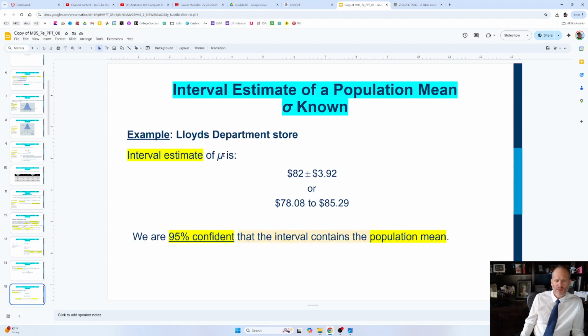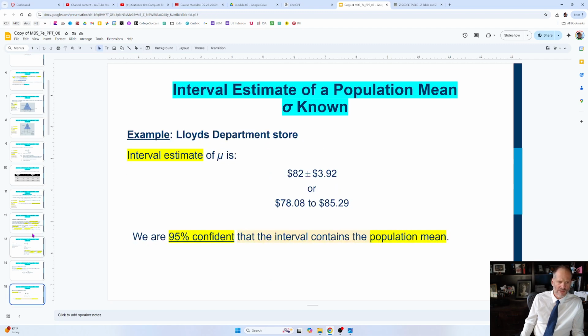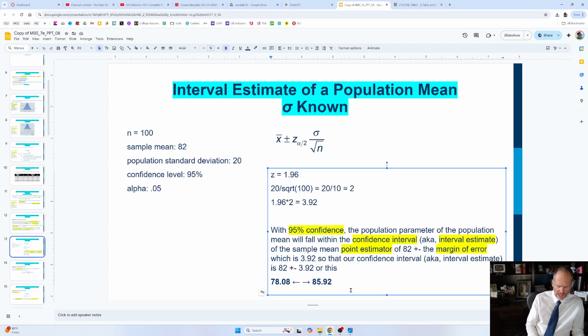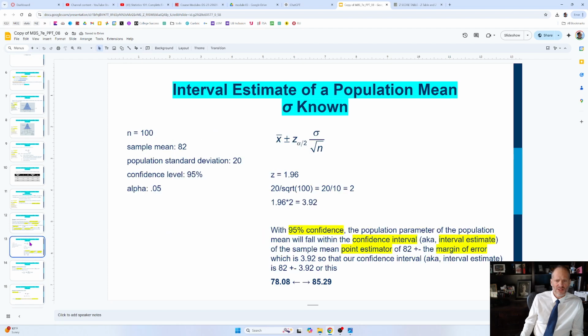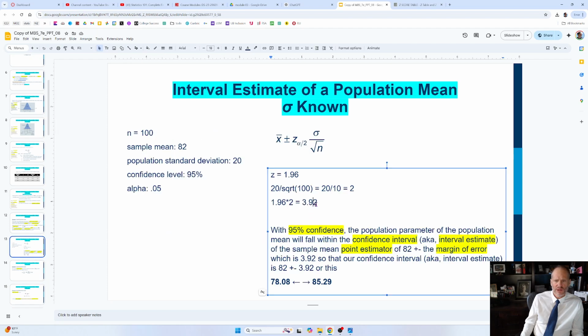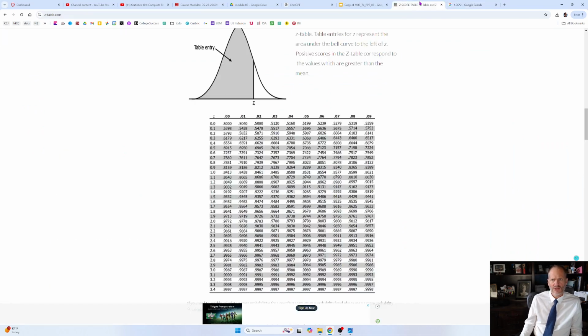And so the interval estimate of the population mean is 82 plus or minus 3.92, or 78.08 to 85.29. And we came up with 78.08 to 85.92. Ooh, I had a little bit of dyslexia. 85.92 right there. And so let me just check to make sure that, yeah, 85.92. Is that right, or are they wrong? What's 1.96 times 2? It's 3.92, so they were wrong.